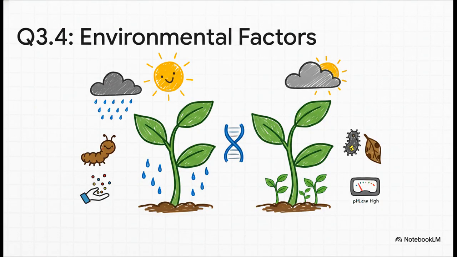Okay, so this question is a bit of a classic. If two plants are genetically identical, why might they grow to different heights? This is all about the environment, right? It's that whole nature versus nurture idea. And as you can see, the mark scheme will accept pretty much any sensible environmental factor you can think of. Different amounts of water, sunlight, minerals in the soil, you name it.